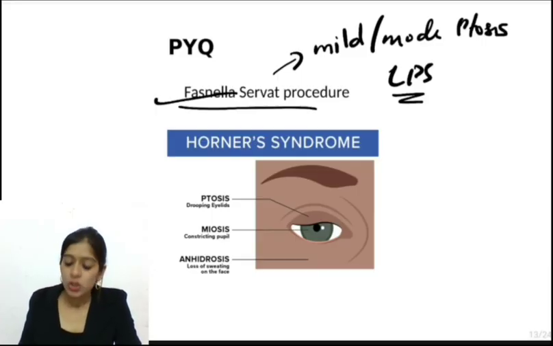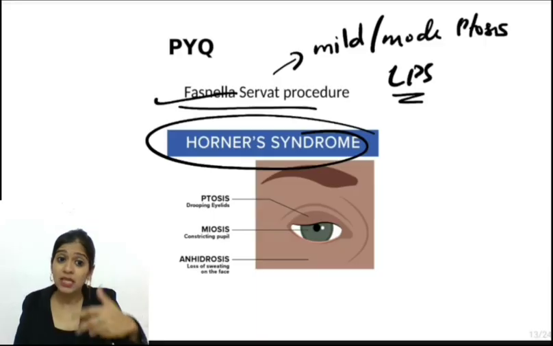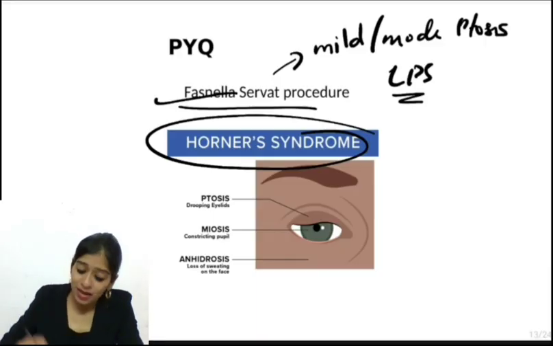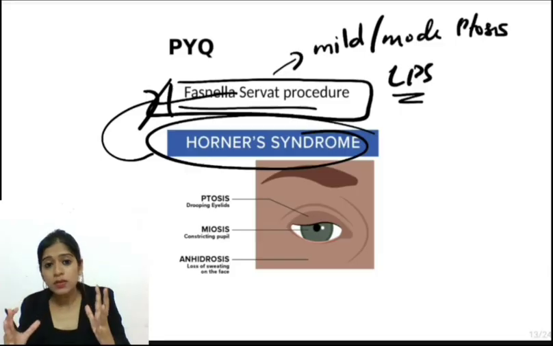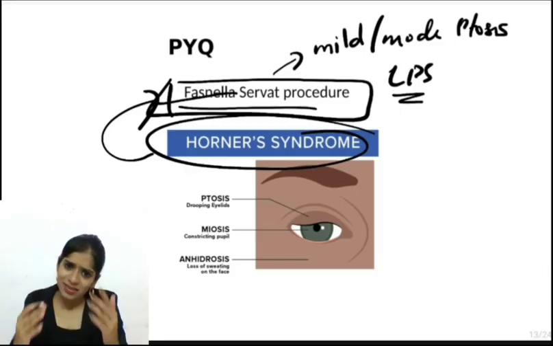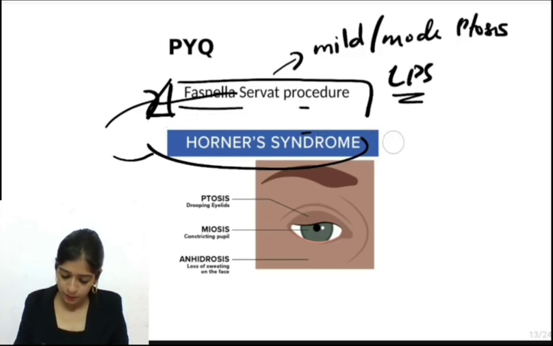So the question was about Horner syndrome. How will you correct it? The question asked how you correct the ptosis in Horner syndrome, and they had given this procedure. Okay, this procedure was not asked exclusively for Horner syndrome. This is to correct ptosis, mild to moderate ptosis.